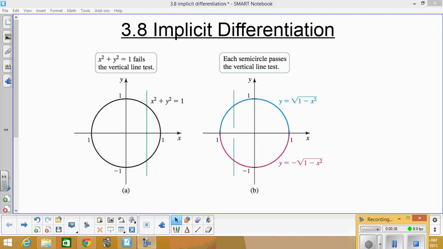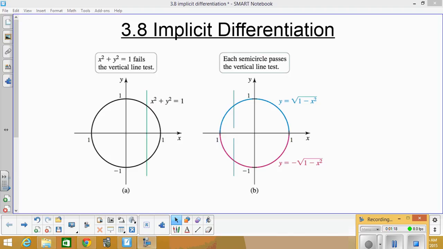And I have the pictures here. The picture on the left is the equation of a circle, and it doesn't pass the vertical line test. It's not a function. In the second picture on the right, we solve the equation for y and split it into two separate functions. The top half of the semicircle is a positive square root, and the bottom half is a negative square root. Each function on its own then would pass the vertical line test. So that is solving it for y.